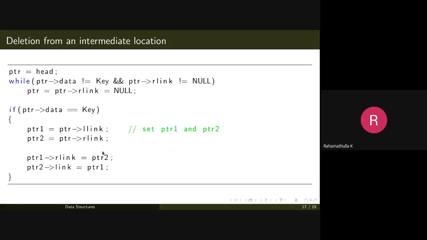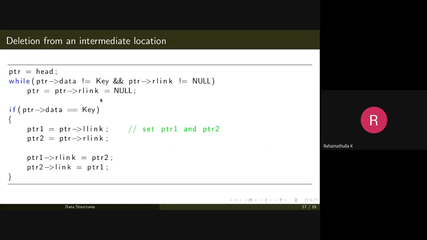Let's see the algorithm. Once again, you need to traverse through the list until you reach that particular key value, PTR pointer data equal to key. You come out of this loop. So means that you have traversed and you found that key. Otherwise, you will say that that's the end of the list and there is no such item. You cannot delete. So PTR equal to PTR pointer R link equal to null.